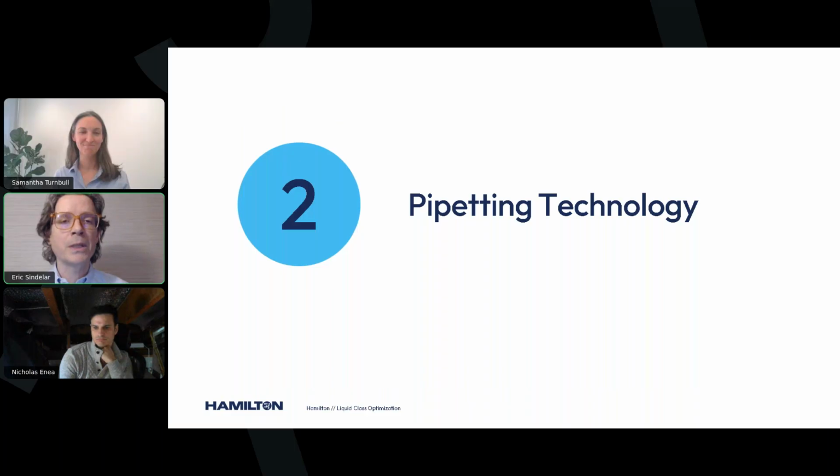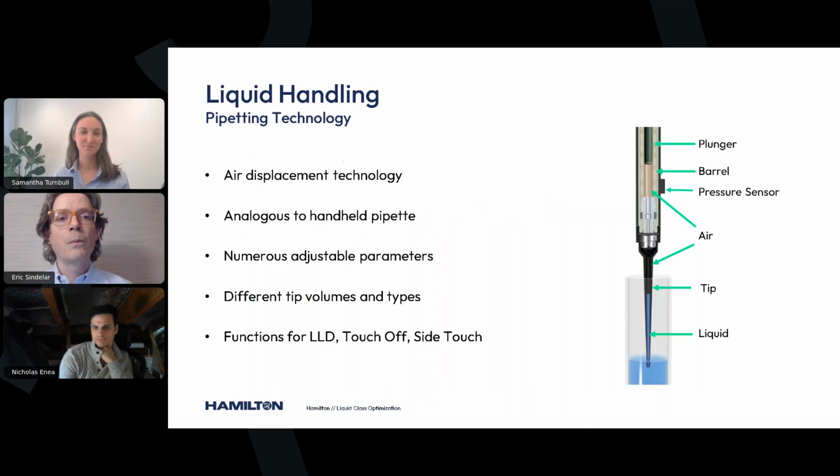So how we do that from a technology perspective: most of our pipettes on Hamilton platforms utilize air displacement technology. If you see the image on the right, you'll see the inside of the pipette has a plunger. That plunger displaces air, and then liquid flows up and collects inside the tip. This is analogous to a handheld pipette, except that on automated platforms, you have the option to take advantage of numerous adjustable parameters to facilitate the liquid handling.